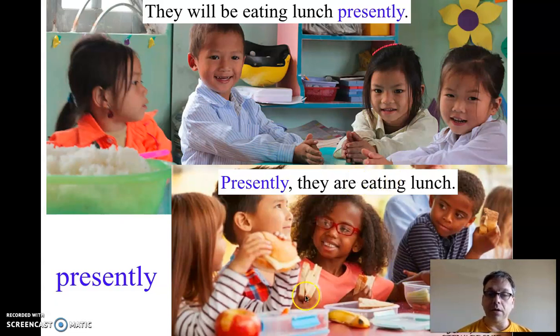Now, what does this mean? Well, it means they're eating lunch right now. So now and soon. There's a trick, usually when we use this word, to telling whether we mean soon or whether we mean now. Look at the first sentence. They will be eating lunch. Presently, they are eating lunch. So for this word, you really have to listen for the future tense or the present continuous here.